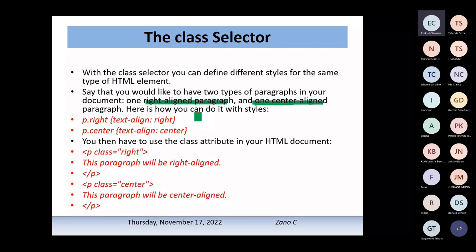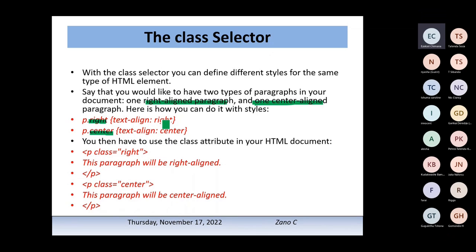You can do it with the styles. You want two paragraphs, with the one center aligned, the other one right aligned. So you can actually use this p.right, where this right is the class in your HTML tag. I think you know a class in an HTML tag. And then you can use this center. And then inside this, you can put text align center, text align right. So you then have to use the class attribute in your HTML document.